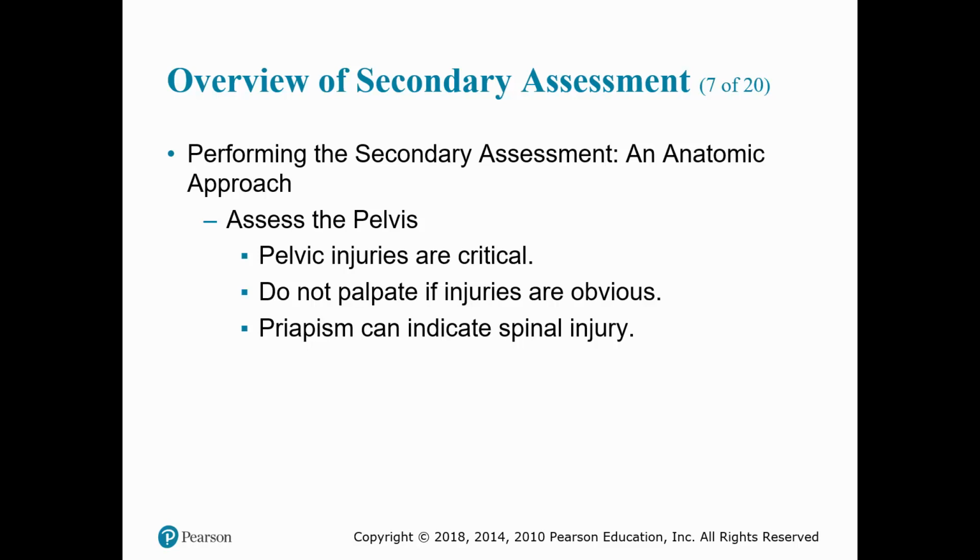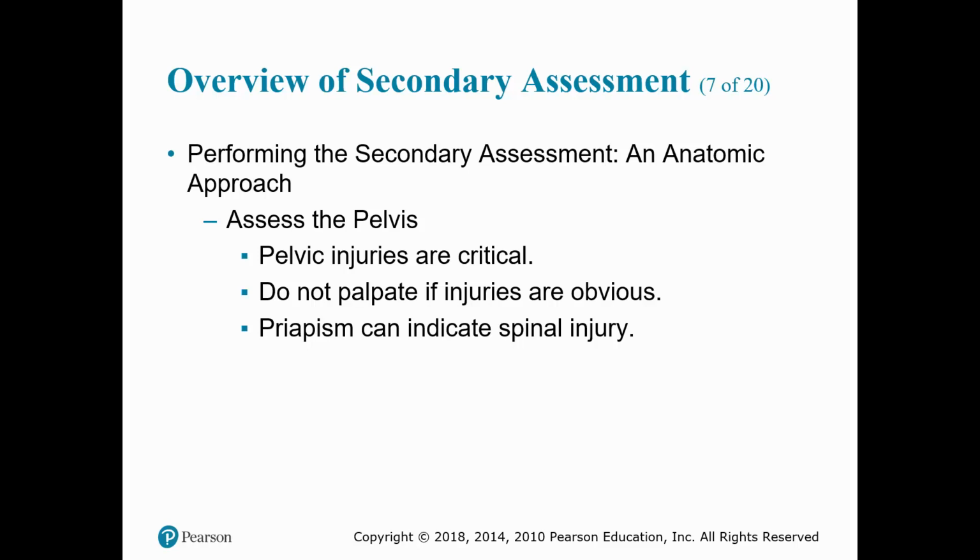Priapism, of course, is the erection in the male adult. That can indicate a spinal injury. You just want to check for that with the back of a gloved hand. Just run it down the anterior portion of the patient's body and check to see if that's present.